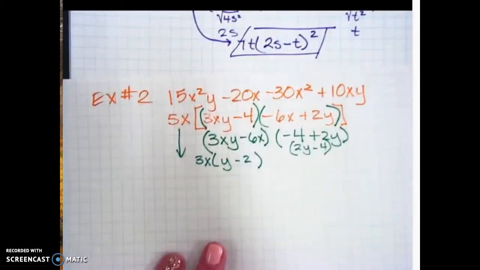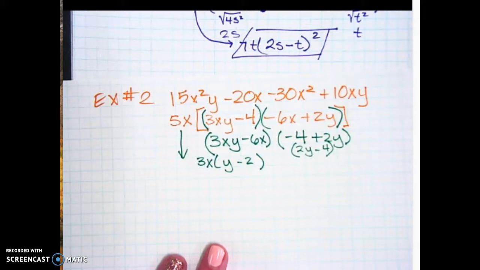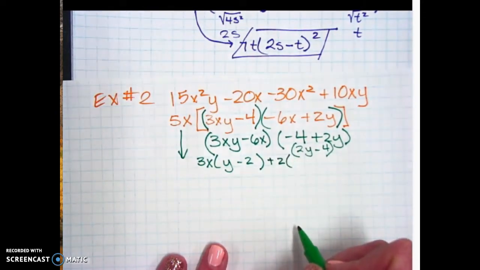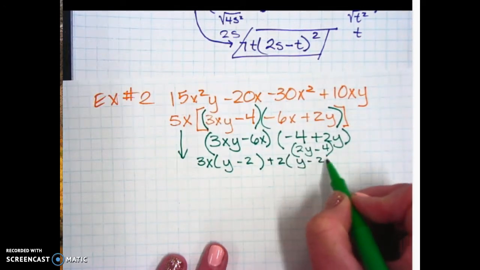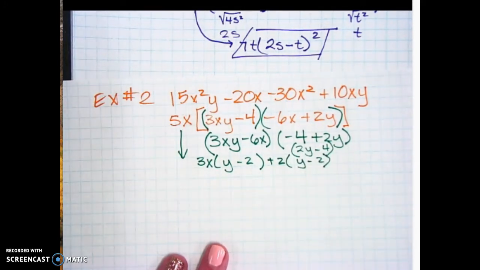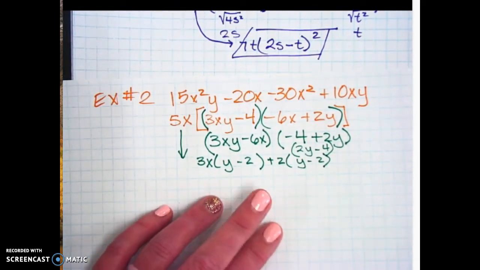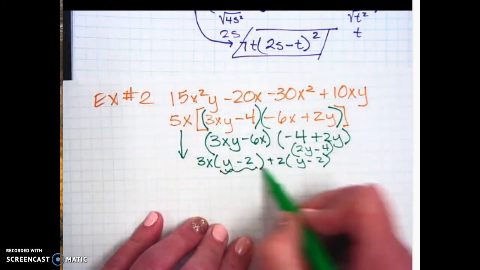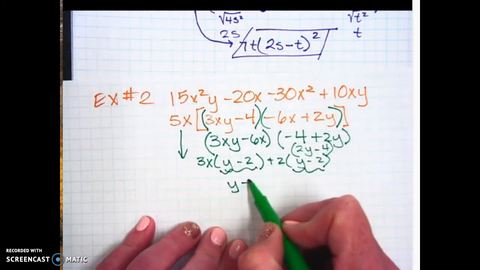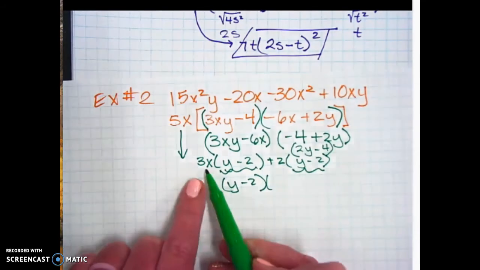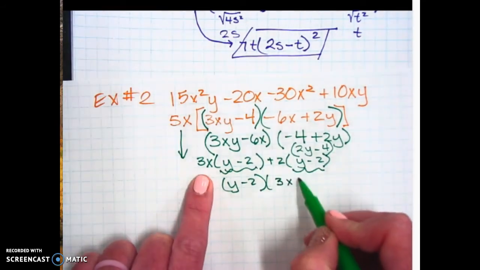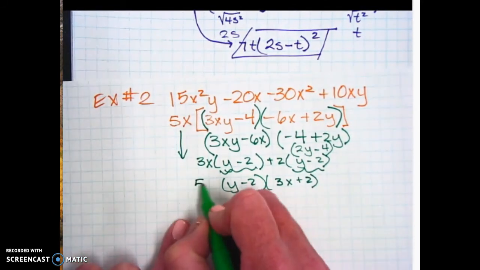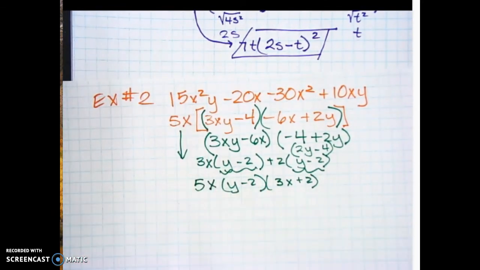see what I did there? What's the GCF? 2, so pull out a 2, and that leaves us with y minus 2. Okay, so you can fiddle around with the order a little bit on that grouping to help yourself out, okay? So here's the one that's the same, the y minus 2. And then what's left over is the 3x plus 2. And then remember, we factored out that 5x as our GCF to start with. Okay?